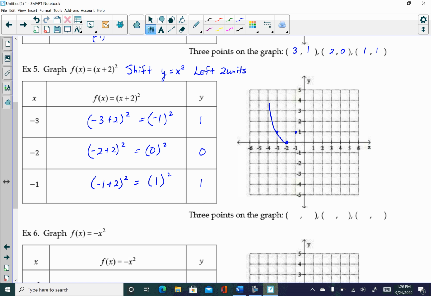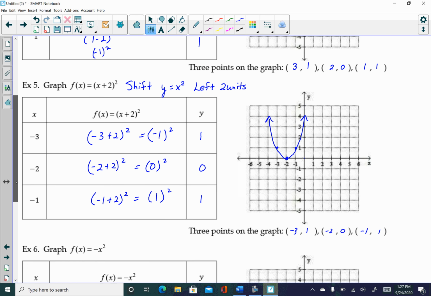Here's our parabola. And sure enough, original vertex was here at 0, 0. Now it's been shifted 2 units to the left. Okay? So write our points here, negative 3, 1, negative 2, 0, negative 1, 1.